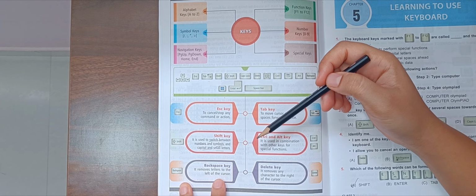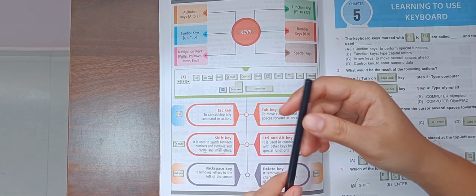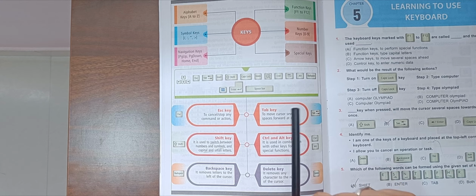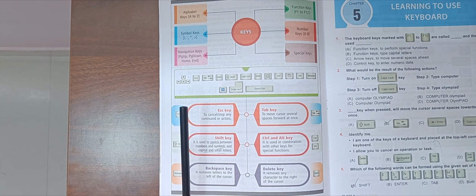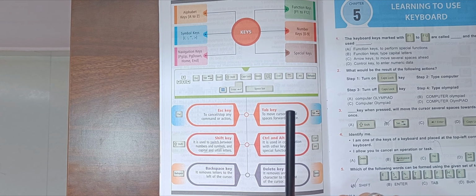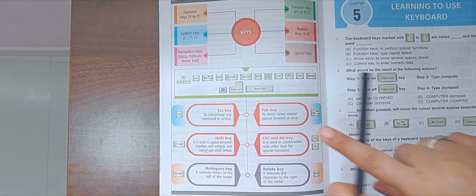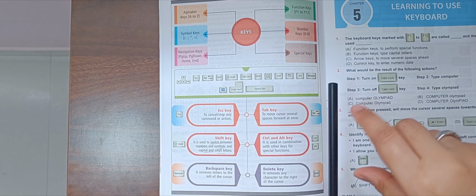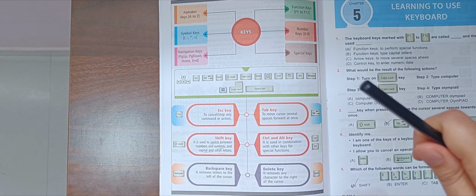Backspace key removes the letter to the left of the cursor. So if this is the cursor, then it will remove the letter to the left of the cursor. And the delete key removes the character to the right of the cursor. If this is the cursor, then it will remove the letters to the right of that cursor.